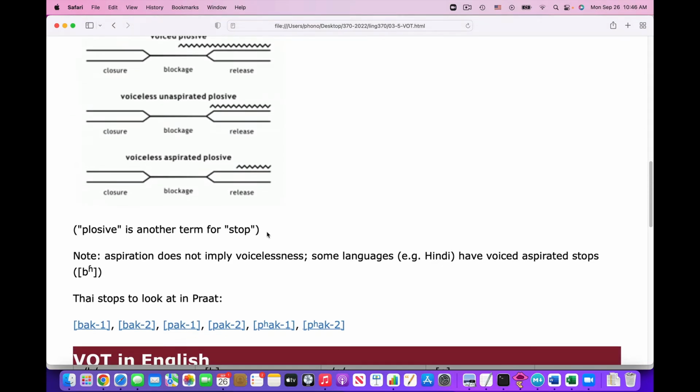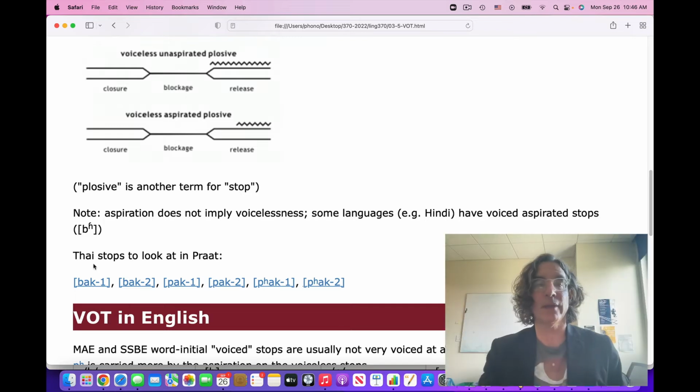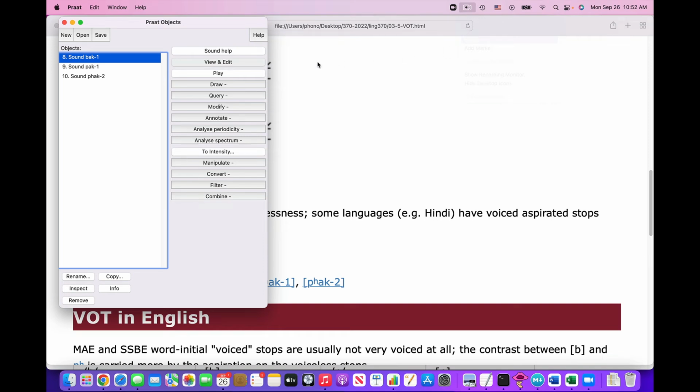Now, one interesting thing here is that not all aspirated stops are voiceless. Some languages, like Hindi, have voiced aspirated stops, which we could notate like this. So I have links here on the web page to files for us to look at in Praat, and I'll just pull up a couple of those right now, and we'll take a quick look at them. Here are the three Thai sounds that I pulled up.